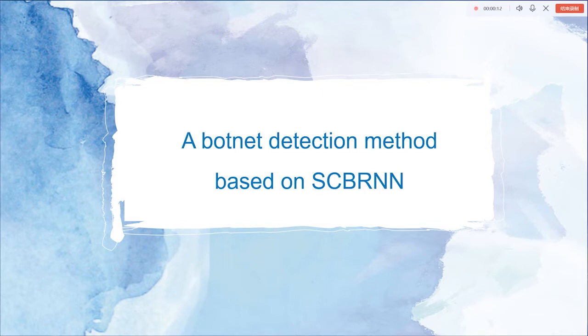A botnet detection method based on bidirectional recurrent neural network for small batch data acquisition, the so-called SCBRNN. I will share this article with you from the following 6 aspects: background introduction, algorithm flow, model analysis, result analysis, results of inspection, and conclusion.